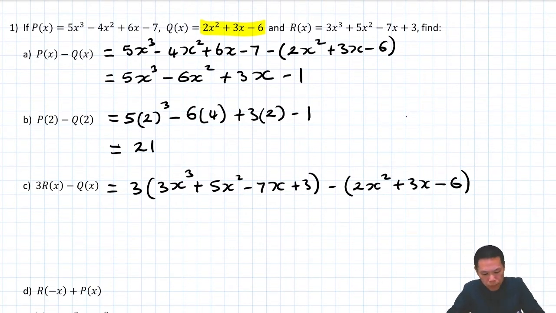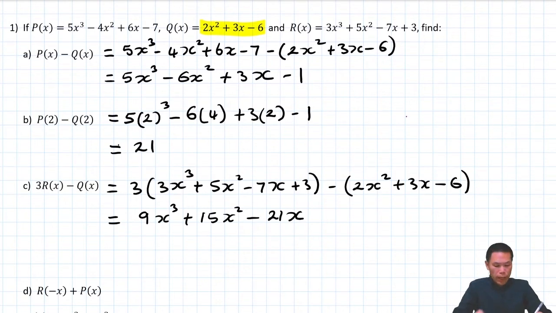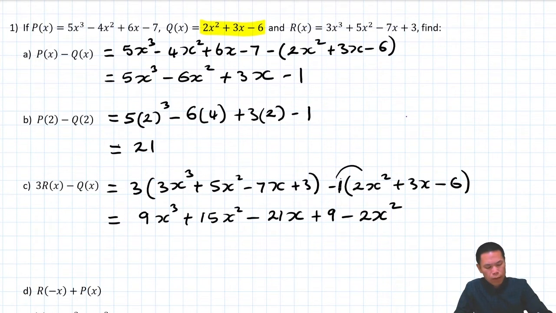Makes it easier. So equal to 9x power 3 plus 15x squared minus, so I go 3 times negative 7 is negative 21, but negative 21x, okay? So 3 times 3 is 9. There you go. Then this is nothing in front, that means negative 1 because it's minus in front. So negative 1 times 2 is negative 2, but minus 2x. And negative 1 times 3, which is negative 3, but then is negative 3x, okay? And then negative 1 times negative 6 is positive 6.